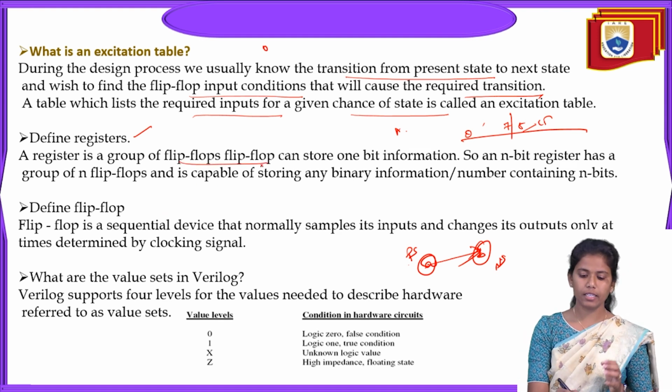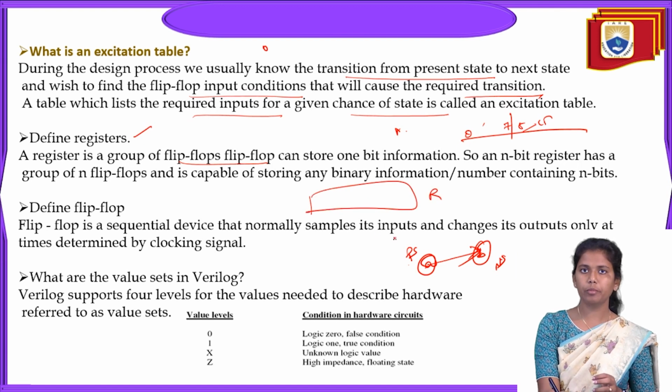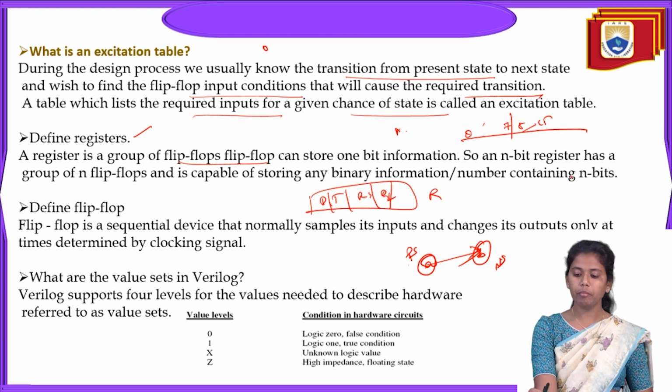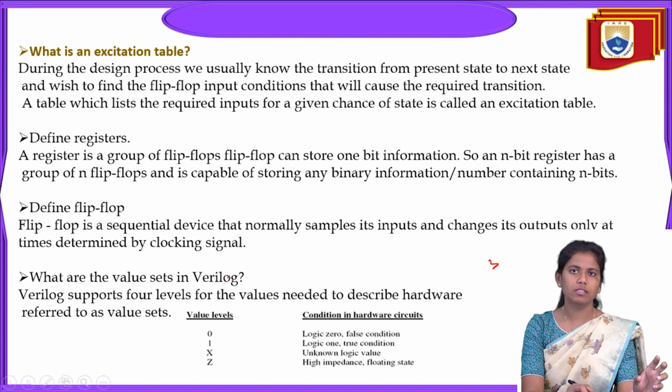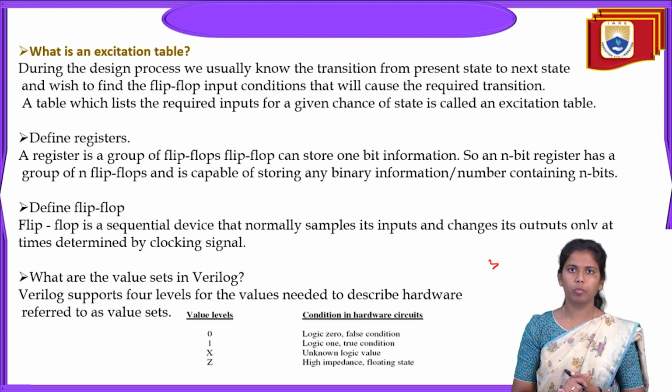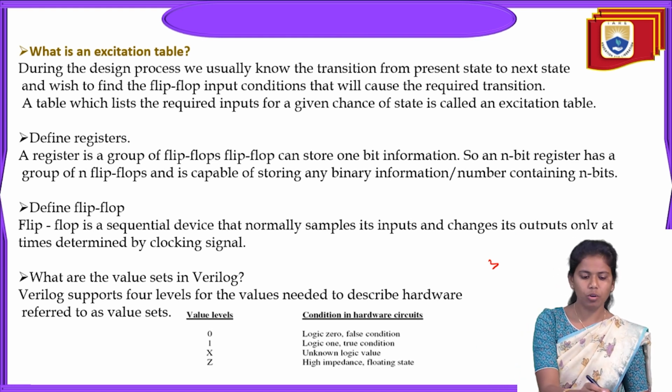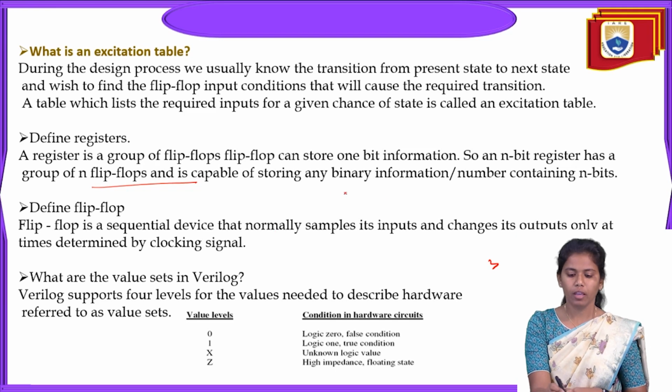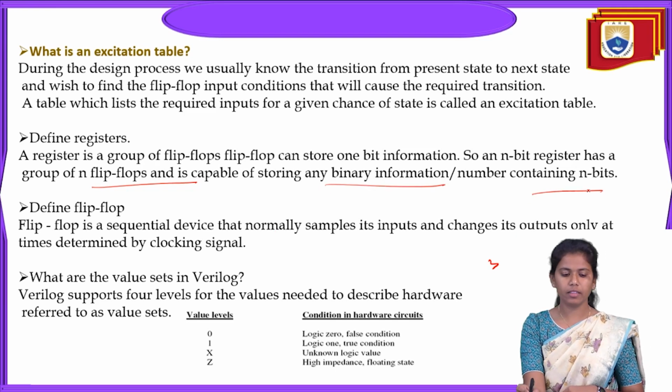Obviously, see, this is a register R. This register contains a group of flip-flops D, T, RS and D2, D1, D2 like that. So a group of flip-flops can store one bit of information each. So an n-bit register has a group of n flip-flops. Registers are nothing but storage devices. All the group of flip-flops accommodated in one place is nothing but the register. So the group of n flip-flops is capable of storing any binary information containing n bits.